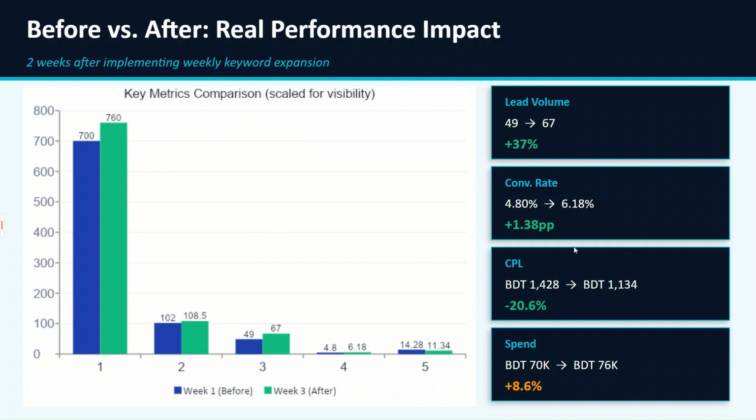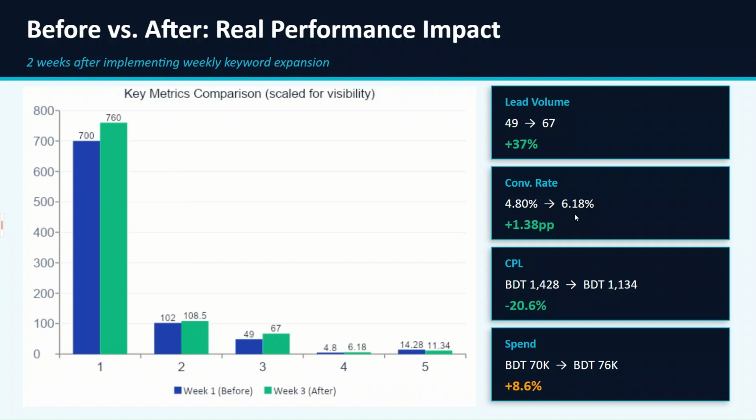Okay, so then we ran the full keyword expansion process. Added new keywords from the search terms report, added new location-based keywords, added new problem-based keywords, and added all the matching negative keywords. Week 3, just 2 weeks later, spend went to 76,000, a modest increase, but look at the results. Leads jumped from 49 to 67, and conversion rate from 4.80% to 6.18%.